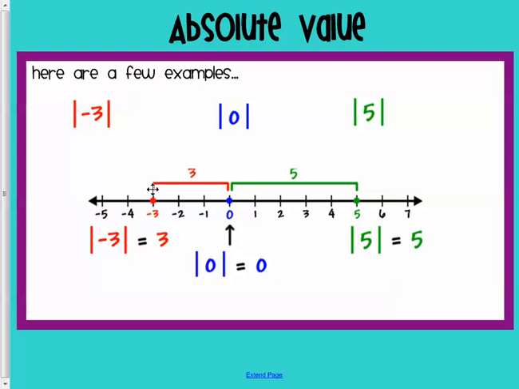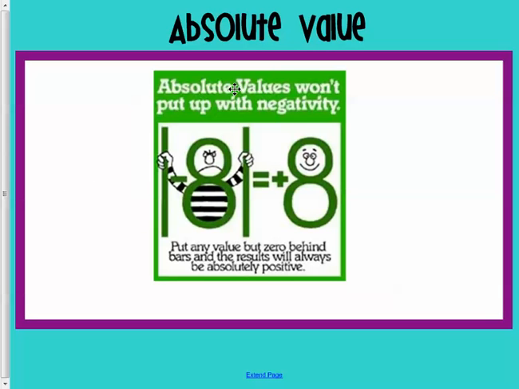So here are a few more examples. Okay, -3, it's right here on the number line, so it's 3 away. So |-3| equals 3. The absolute value of 0 is right at 0, so it's no distance away from 0. And the absolute value of 5 is 5. All right, so absolute values aren't negative, ever. When they come out of the absolute value sign, they're always positive. Put any value but 0 behind the bars and the result will always become positive, because 0 doesn't have a negative or a positive value.